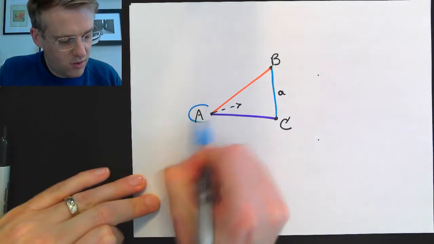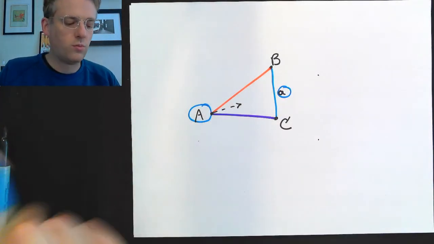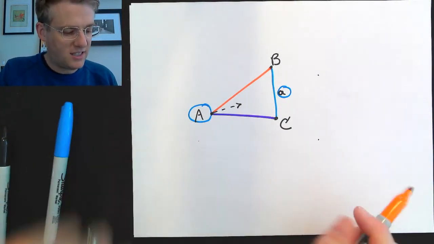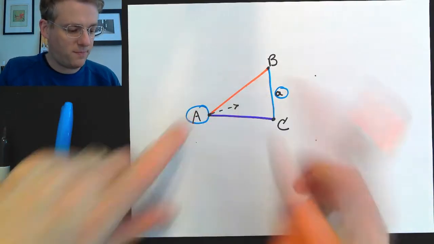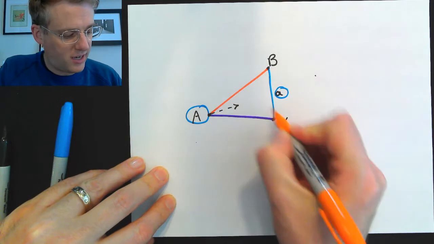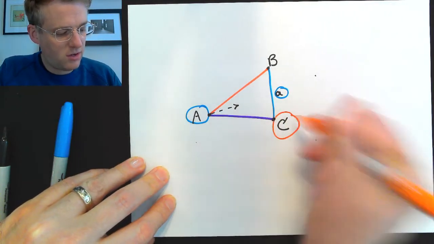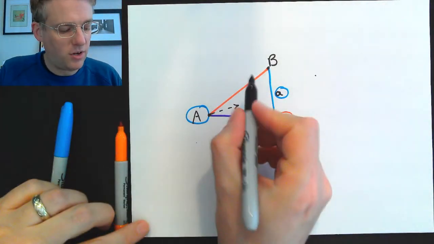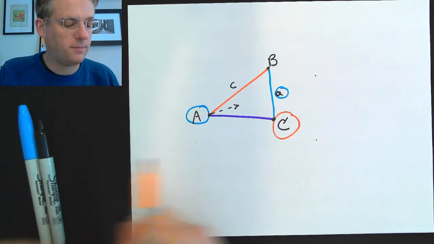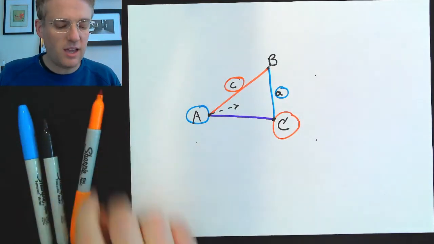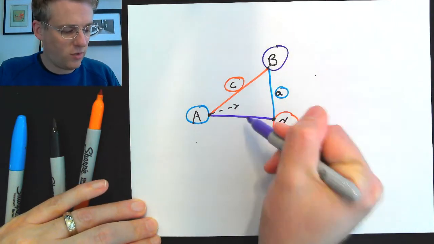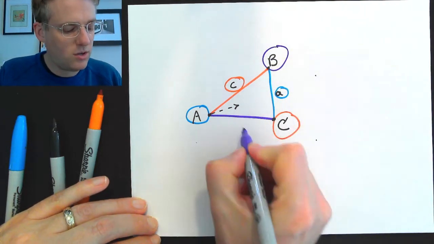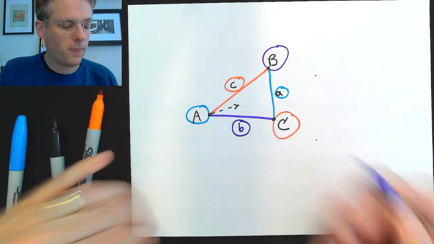Similarly, we're going to label the side that does not touch C with c. So the orange side is across from C. We're going to label the orange side little c. And that leaves angle B across from the purple side, side b.